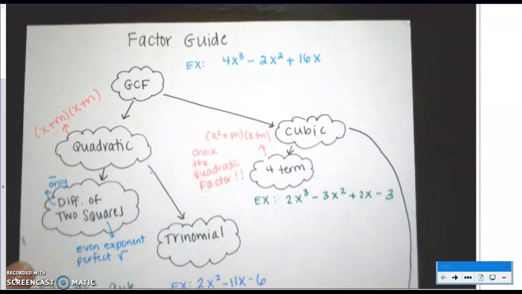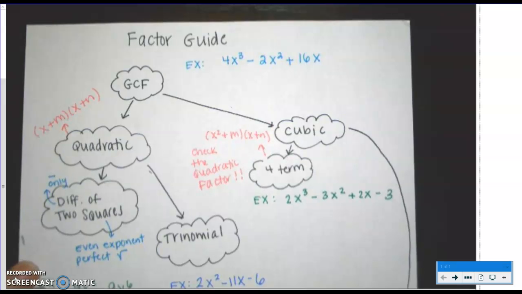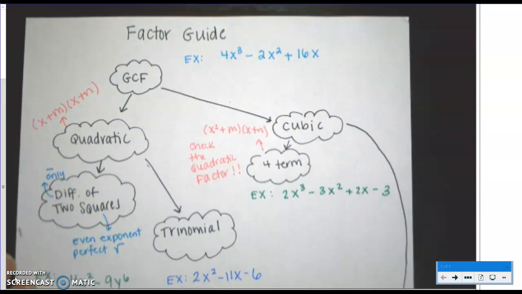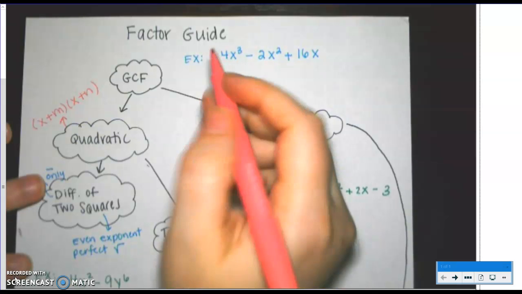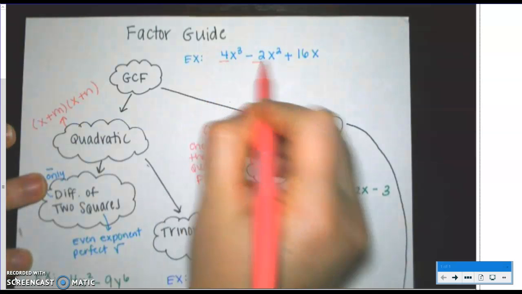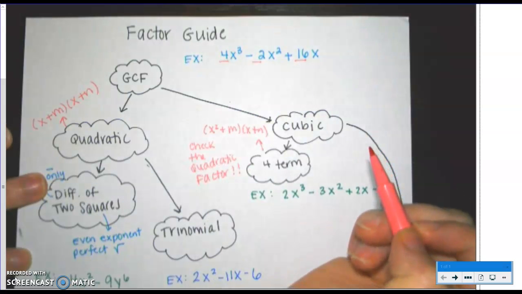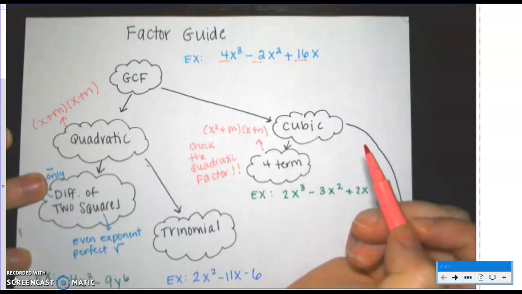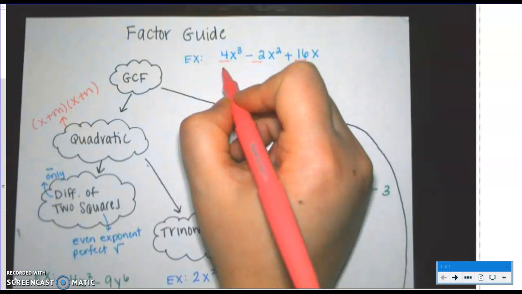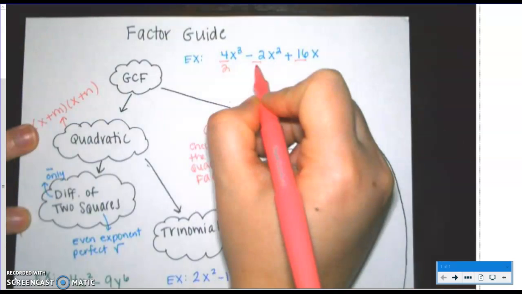Hi guys, in this video we're going to go over some basics of factoring, and this video is going to be all about quadratics, which you have done before. So the very first thing you want to look for when you go to factor is a greatest common factor. So that means any number that you can divide all of the coefficients by. So in this case, if I'm looking at 4, 2, and 16, I see I can divide them all by 2, and that will be the biggest number that I can divide them all by.